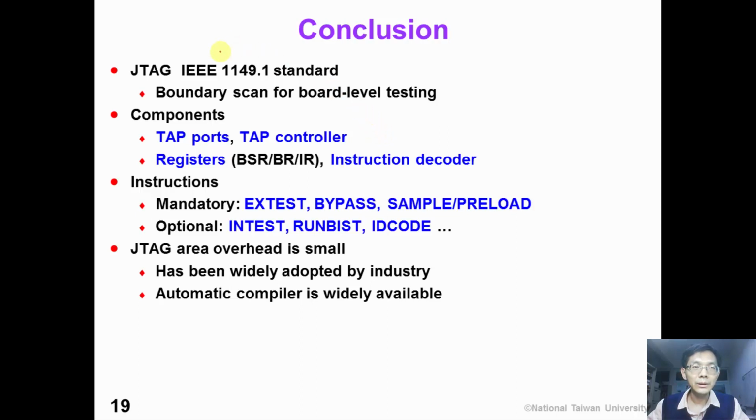In conclusion, in this video, we introduced the JTAG IEEE 1149.1 standard, which is boundary scan for board level testing. We introduced 4 components. They are TAP ports, TAP controller, registers, and the instruction decoder. We introduced the mandatory instructions, including EXTEST, BYPASS, SAMPLE/PRELOAD, and we also introduced optional instructions such as INTEST, RUNBIST, and IDCODE. The JTAG area overhead is very small, but it's very useful.